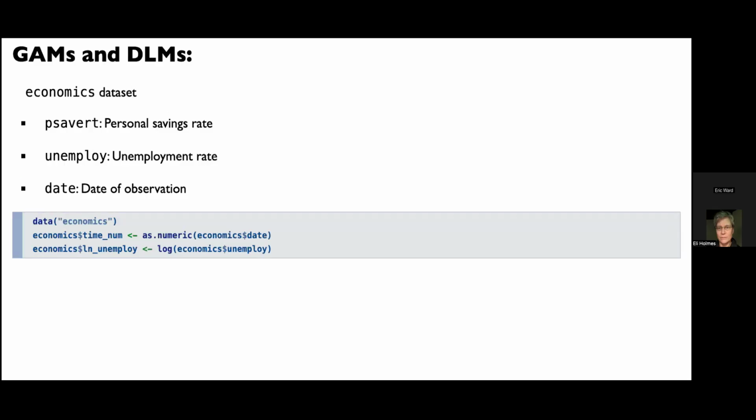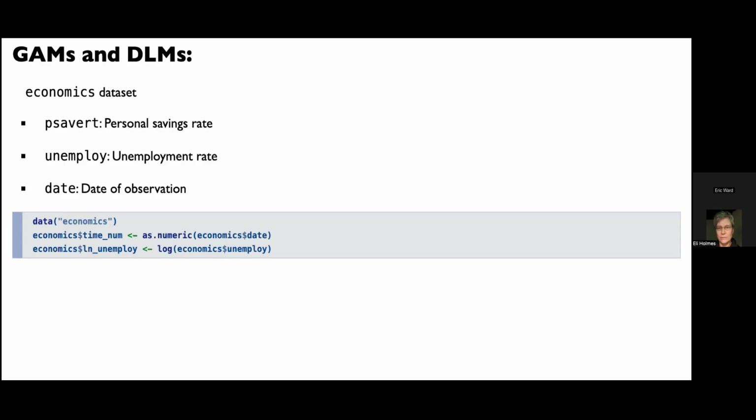Okay, so that's an example of why we might use a GAM. Next, I want to move on to, going back to what Mark talked about a week ago, thinking about DLMs in the context of GAMs. This is a data set that is already included in R, the economics data set. It's got 10 different variables in it, but we'll be pulling out just a few of them.